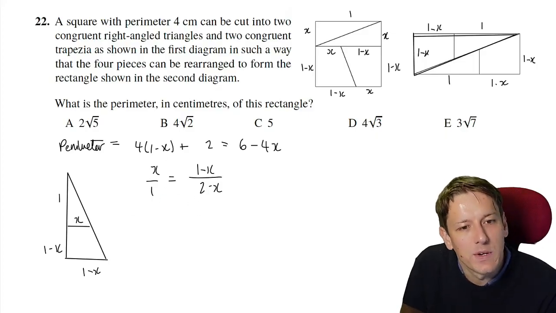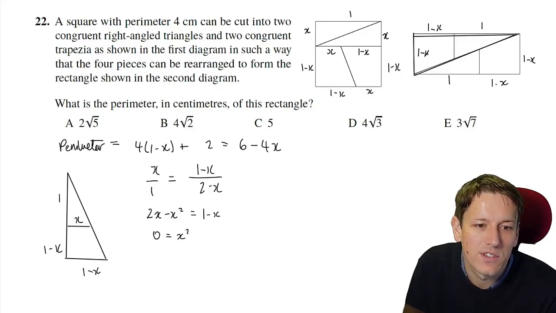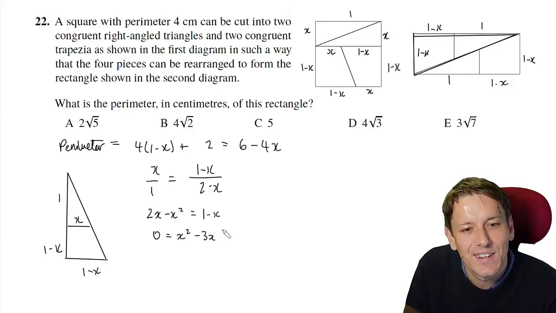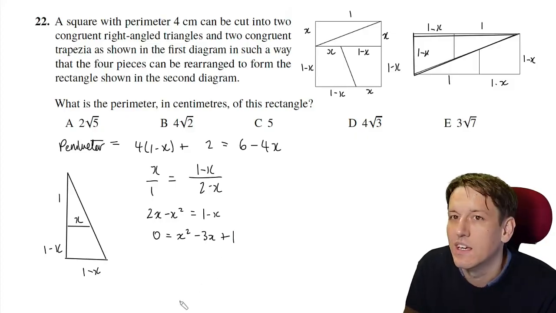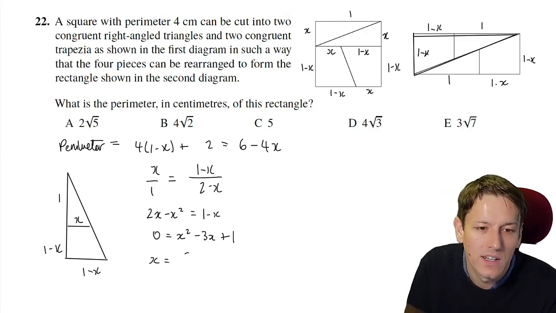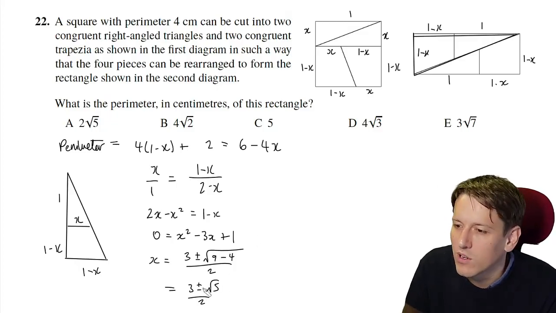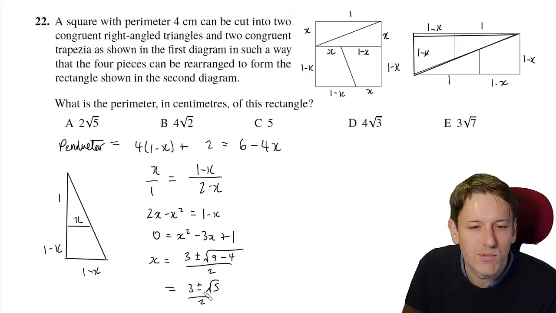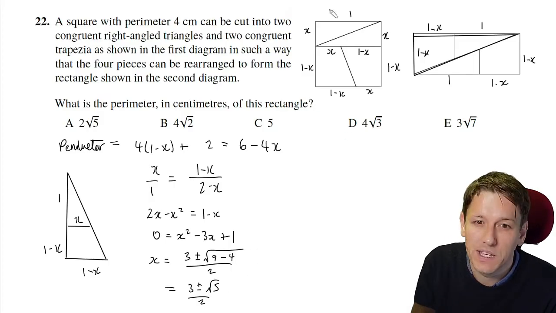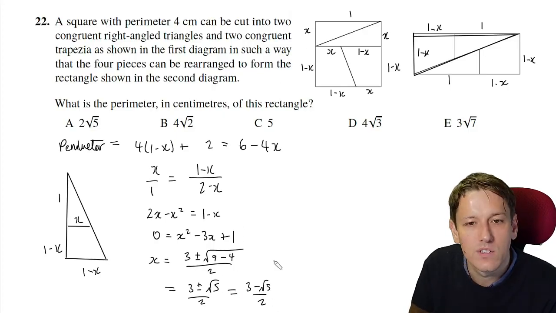We can multiply by 2 minus x and get 2x minus x squared equals 1 minus x. So I've got 0 equals x squared minus 3x plus 1 here, and we can certainly solve this however you want to find x. Let's just use the formula. X equals 3 plus or minus the square root of 9 minus 4, divided by 2. So that's 3 plus or minus the square root of 5 over 2. Now, if you think about it here, 3 plus root 5 over 2 is going to be way too big to be sensible in this question. So actually we're going to just take 3 minus root 5 over 2 to be x.